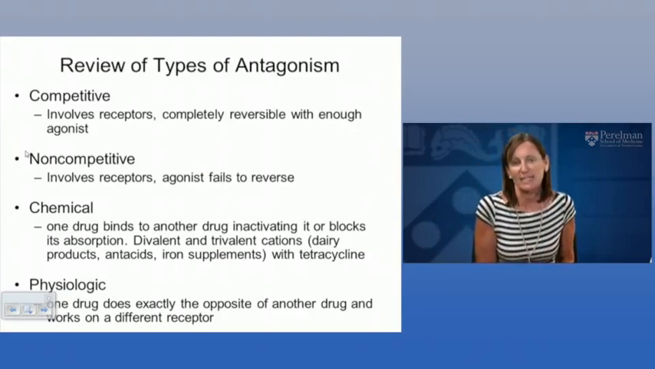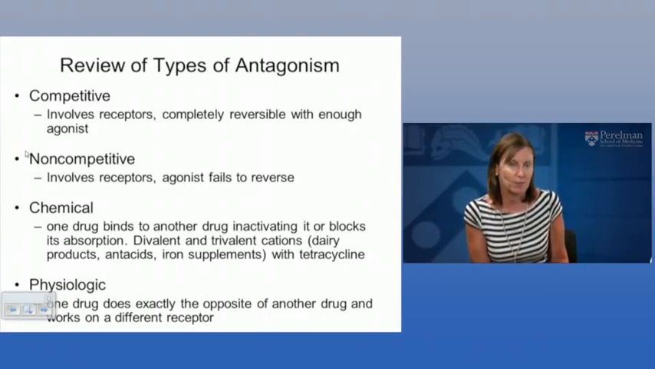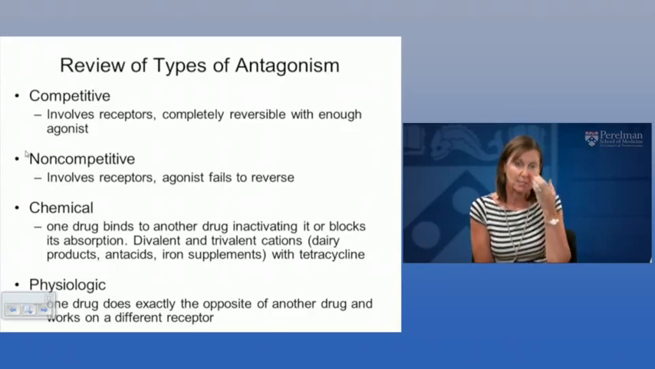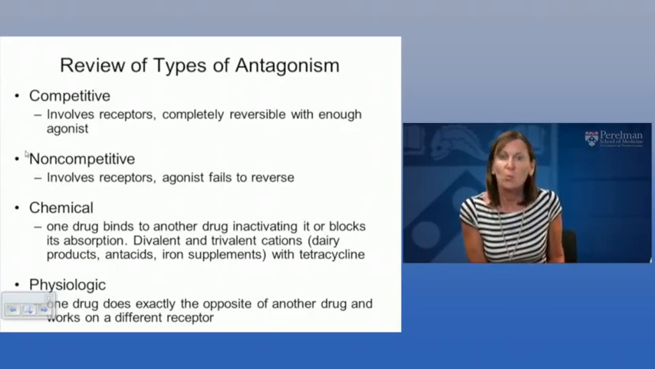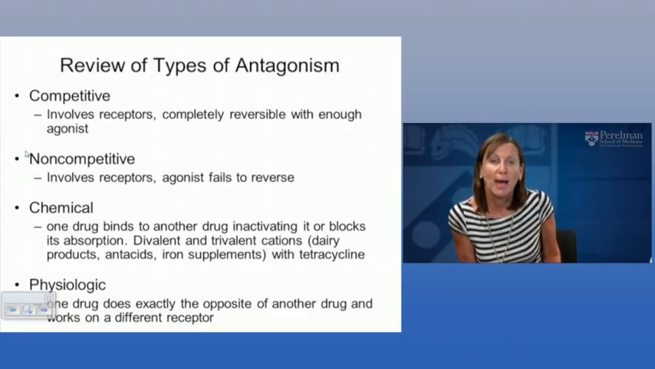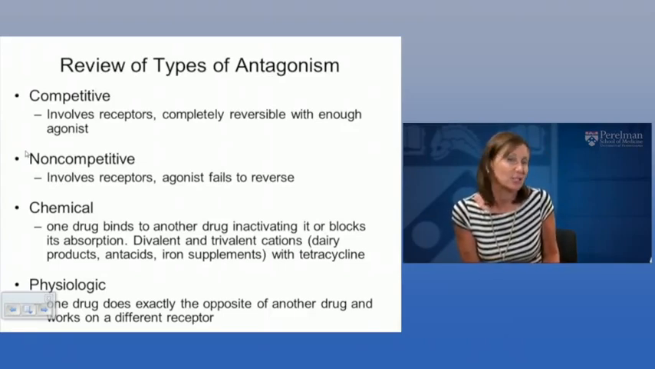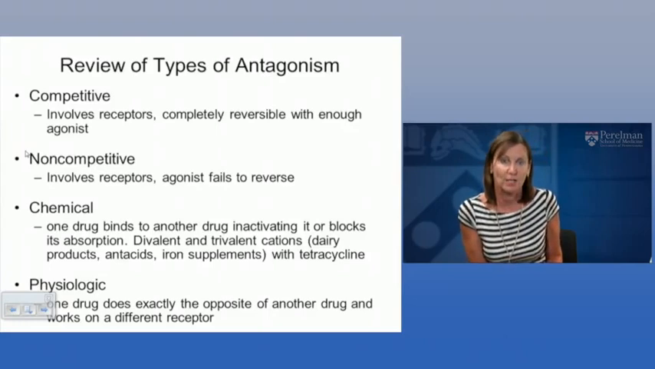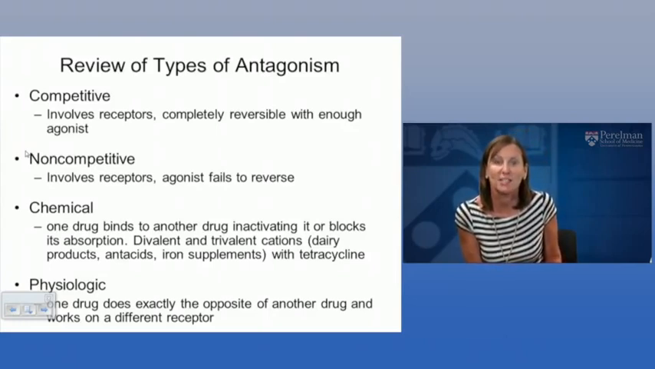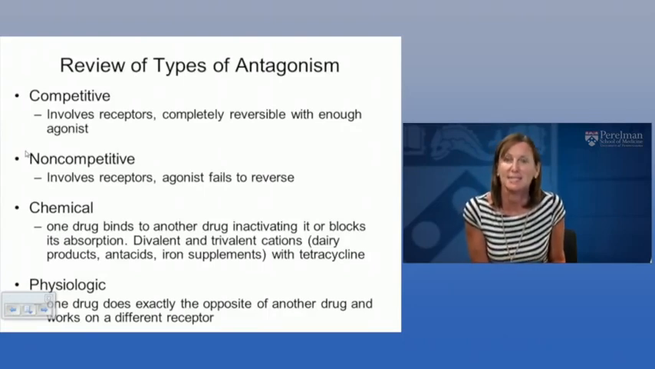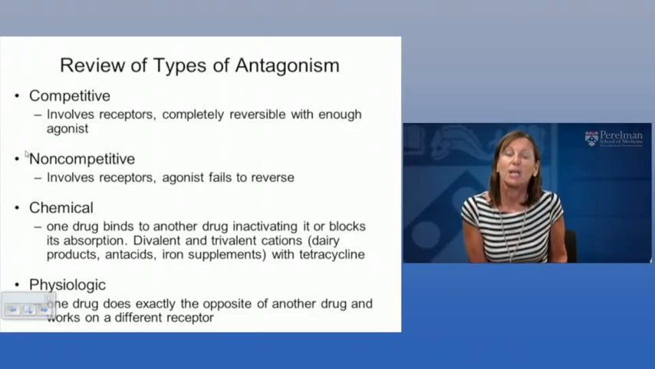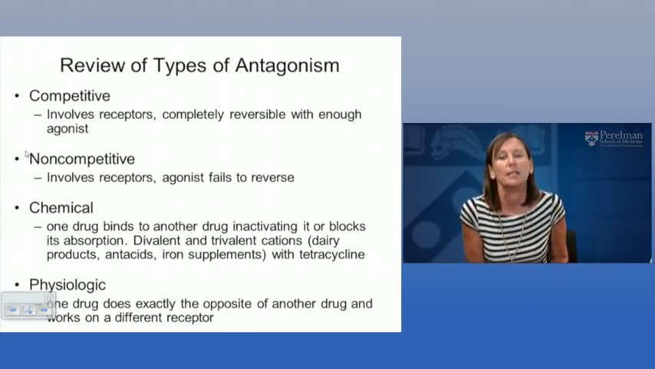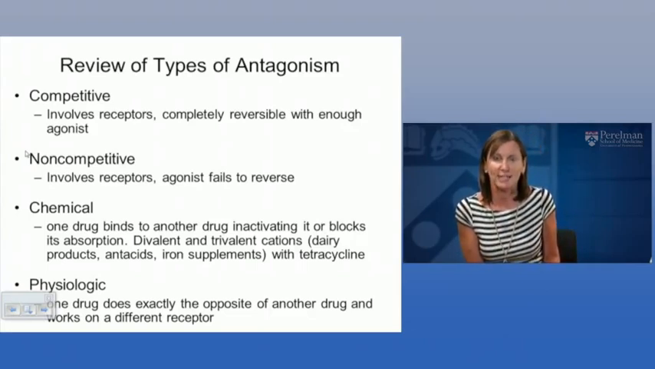A second is chemical antagonism, and this you may be familiar with. This is the concept that you're taking more than one drug at a given time, and that one drug binds to or inactivates another drug and prevents its absorption. A good example of this is divalent and trivalent cations with dairy products, antacids and iron supplements, when given together with tetracycline, can markedly alter the absorption of tetracycline.